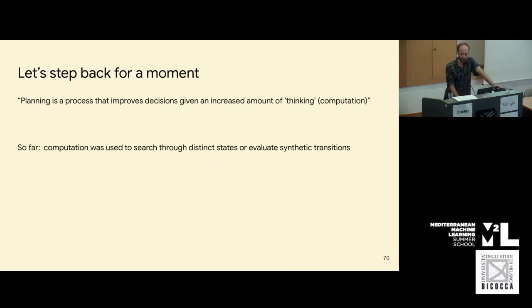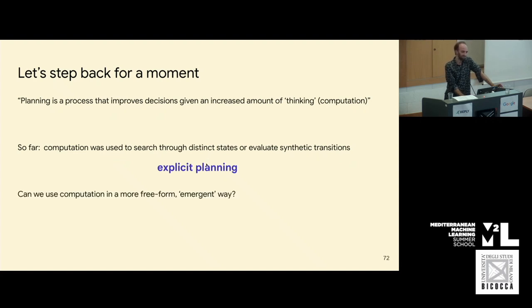I said initially, planning is a process that improves decisions given an increased amount of thinking and computation. So far in AlphaGo, the computation was used to search distinct states or to evaluate synthetic transitions. So it's a very particular way of using computation. It says, I'm just gonna simulate environment steps and maybe apply a gradient. But of course, maybe there are other things that we can do. So this is what I would call explicit planning.